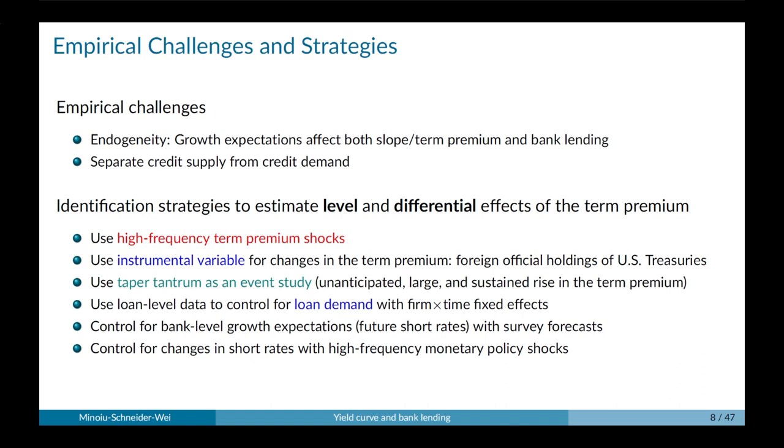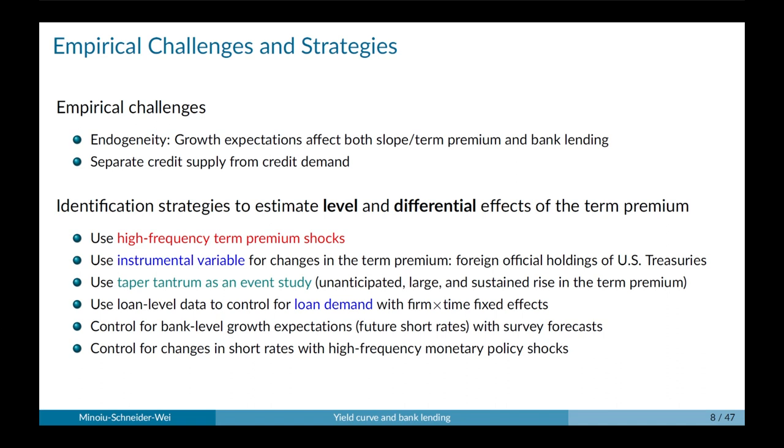Then we use the taper tantrum of the summer of 2013 as an event study, because the taper tantrum gave rise to a remarkable and fairly persistent rise in the term premium that one might argue was quite unanticipated. And finally, as I mentioned before, we're going to deploy some loan level data to try and control for loan demand in a way that is quite standard in the empirical banking literature, with firm-time fixed effects, while at the same time controlling for two additional variables. So even if you're not convinced by any of these identification strategies, we have one more strategy in our sleeve, which is to control for bank level growth expectations directly for those banks that report in the Blue Chip surveys.